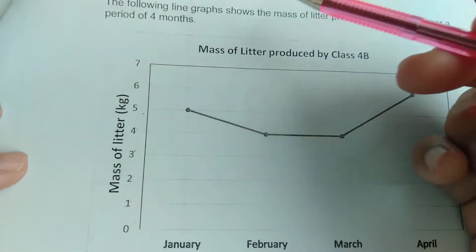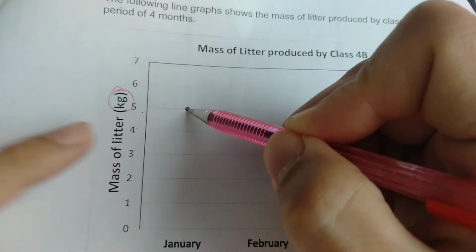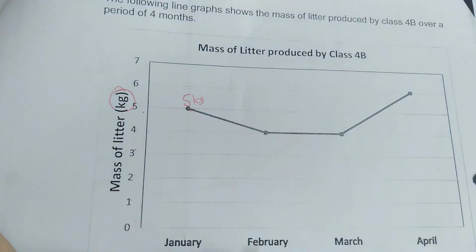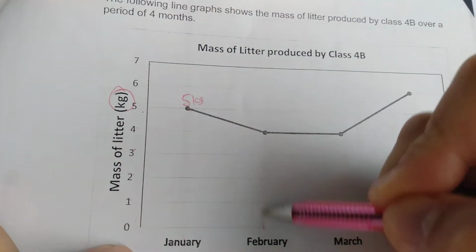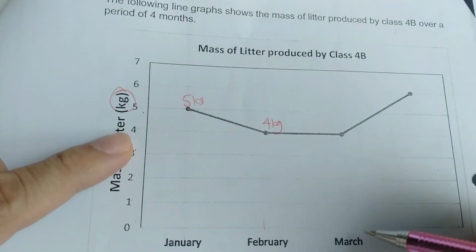These numbers have values, and the values are all represented by kilograms. So for example, in January, this would mean 5 kilograms. And all this part here refers to the months. So in February, this will be 4 kilograms of mass, of litter, that was produced.